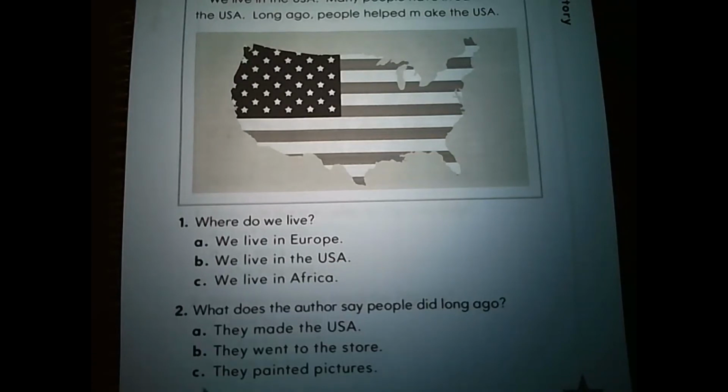Number 2, what does the author say people did long ago? A, they made the USA. B, they went to the store. Or C, they painted pictures. What does the author say people did long ago?